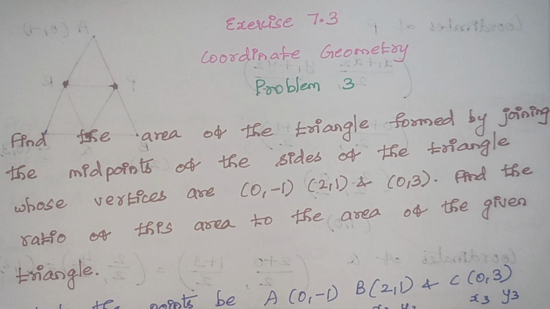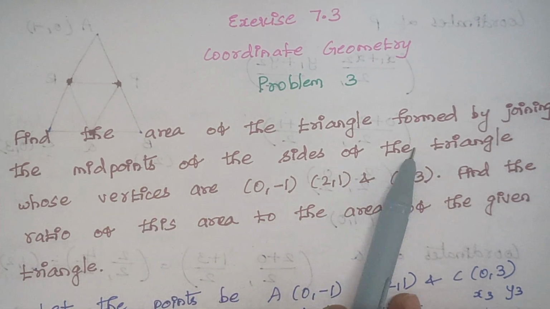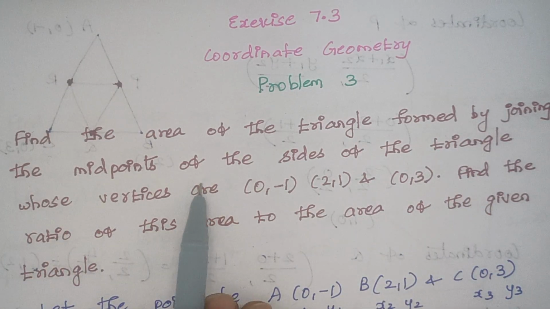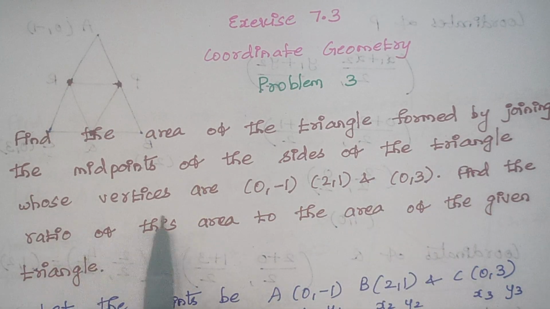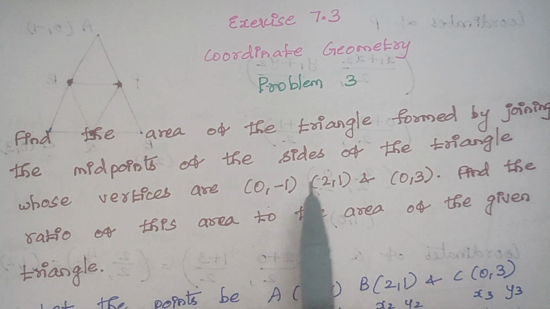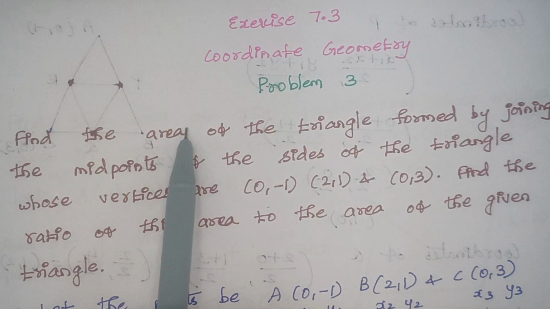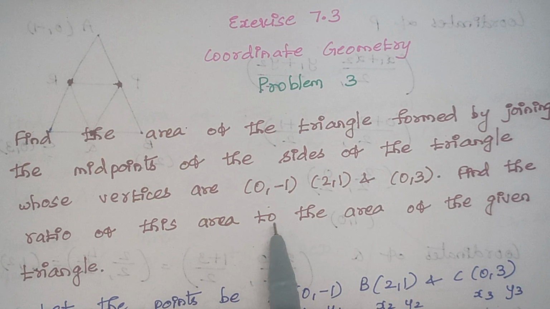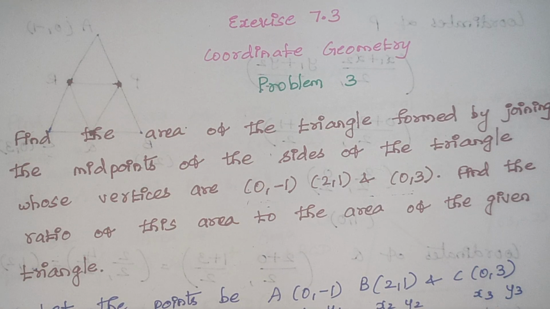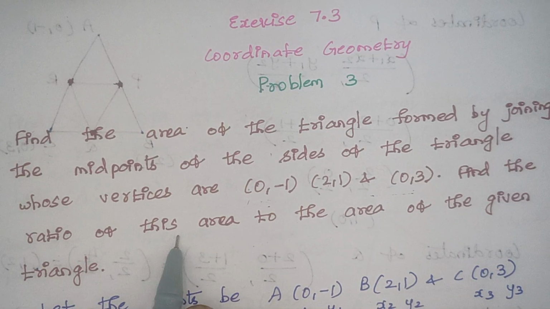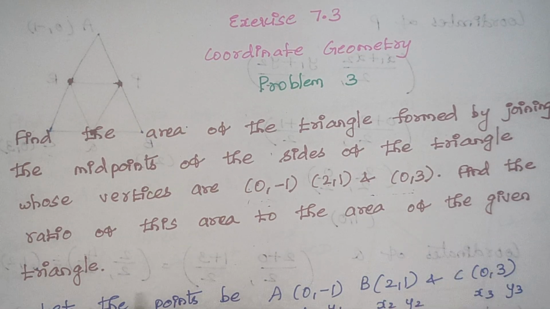So the next is problem 3. Find the area of the triangle formed by joining the midpoints of the sides of the triangle whose vertices are given. Right. So we have to find the area of the triangle which is formed by joining the midpoints of the sides of this triangle. Right. These 3 points make a triangle first. Then the midpoints of the line joining all the 3 sides make another triangle. We have to find the area of that triangle. So find the ratio of this area to the area of the given triangle.